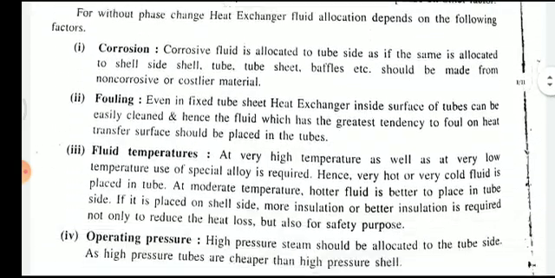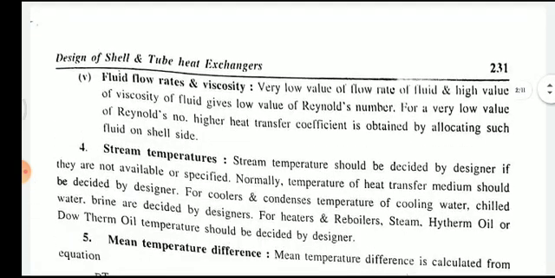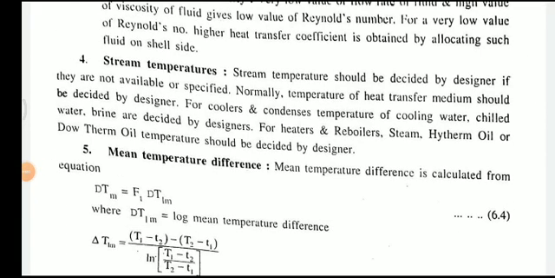fluid allocation properties. So it may be a corrosive fluid, it may be fouling of the tube sheet, then fluid temperature, operating pressure. So the next criteria should be selected by the designer. It is then stream temperature. A stream temperature should be decided by the designer.